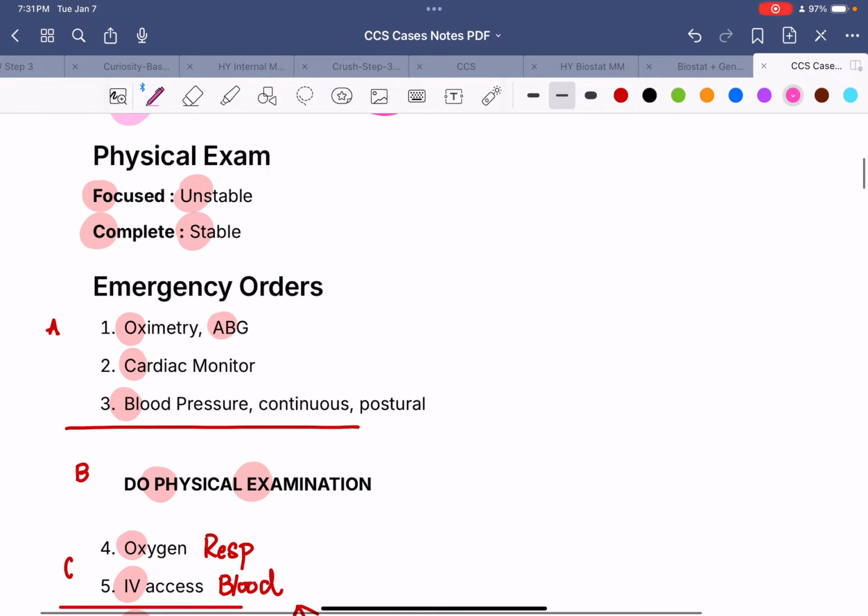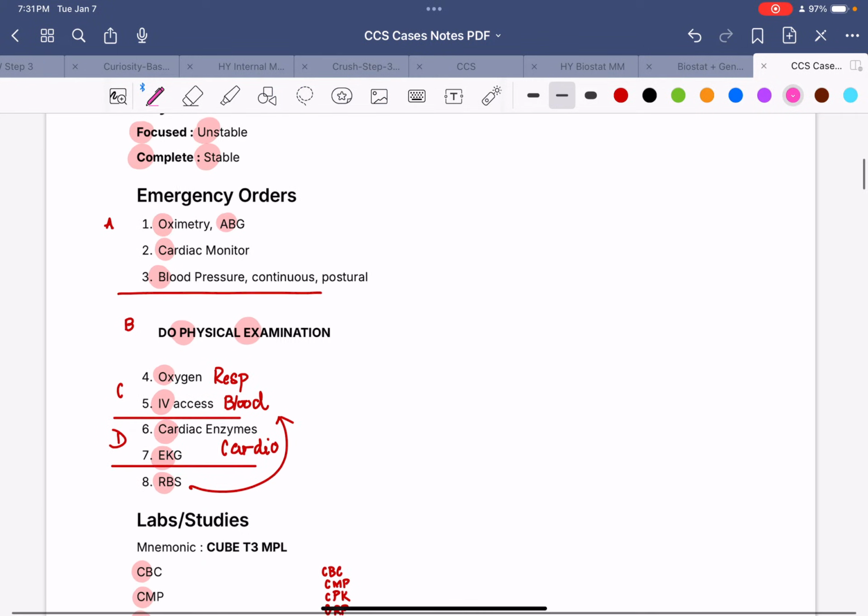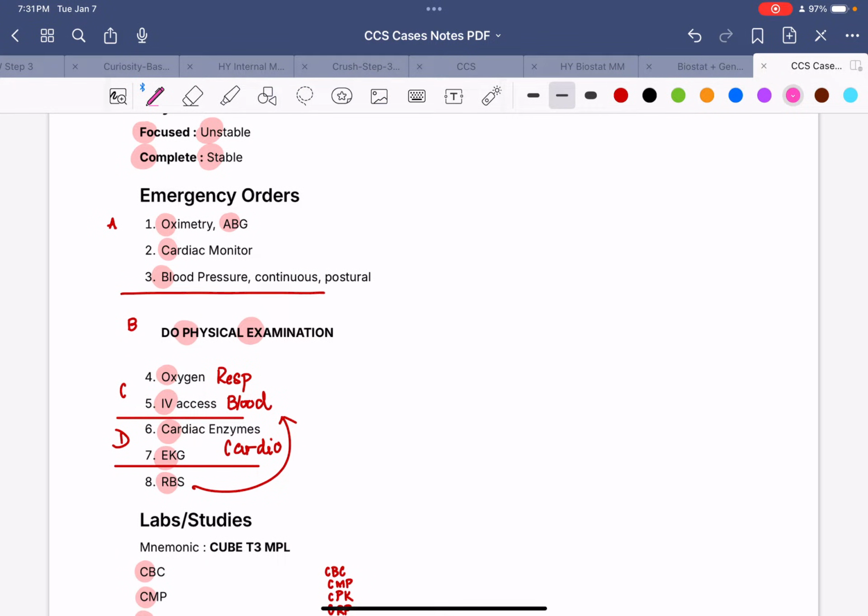In the physical examination, if the patient is unstable, we will do a focused examination, whereas if the patient is stable, we will do a complete examination. Now come the emergency orders. I have divided the emergency orders into A, B, C, and D.